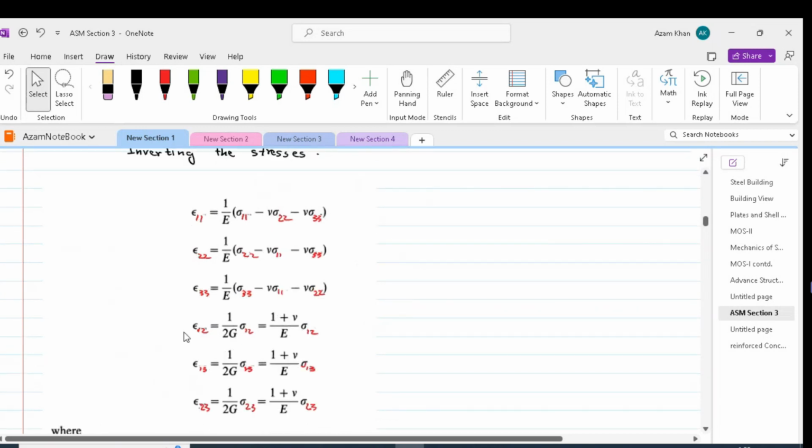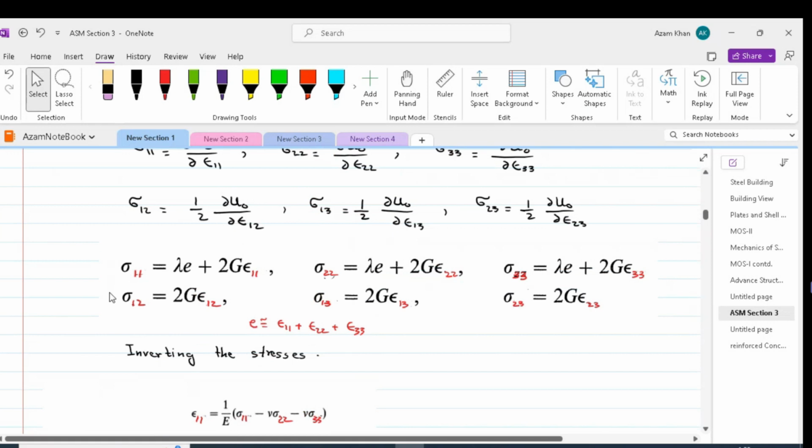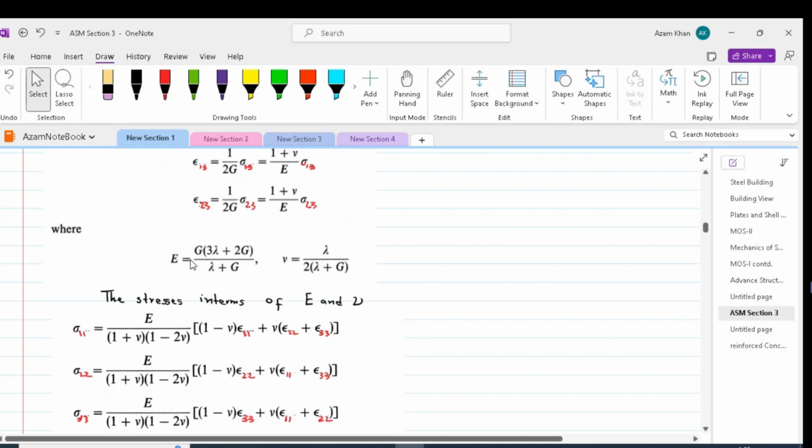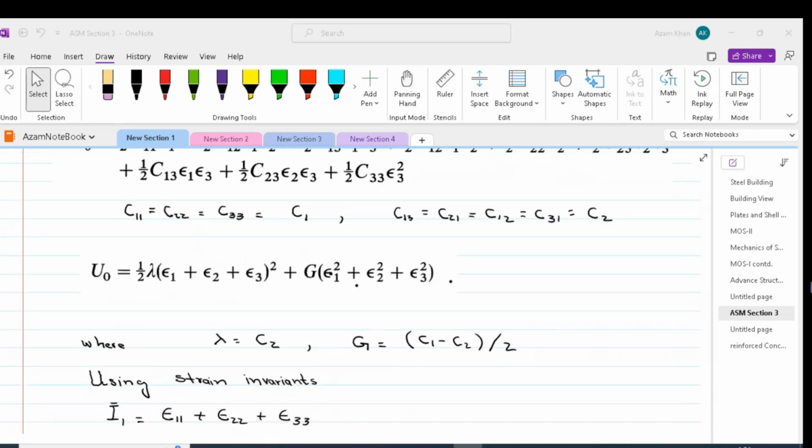Now, we will get these expressions if in our stress expressions we plug the value of E equal to G times small bracket 3 lambda plus 2G in the numerator divided by lambda plus G in the denominator. So if the E value is put as this one and the nu value is put as lambda by 2 times lambda plus G. G is more commonly called the modulus of rigidity, and it is purely related to shear.